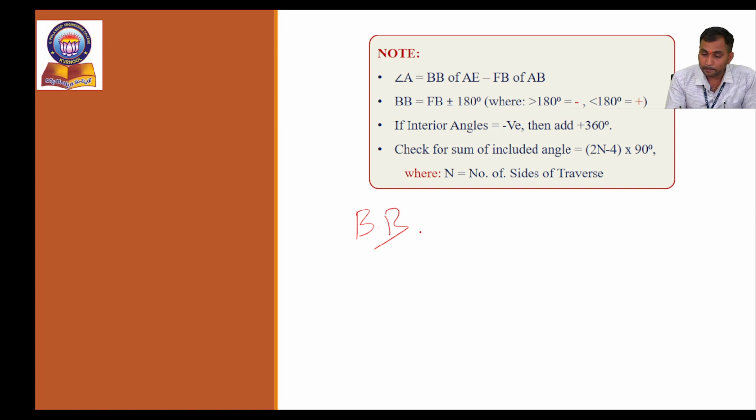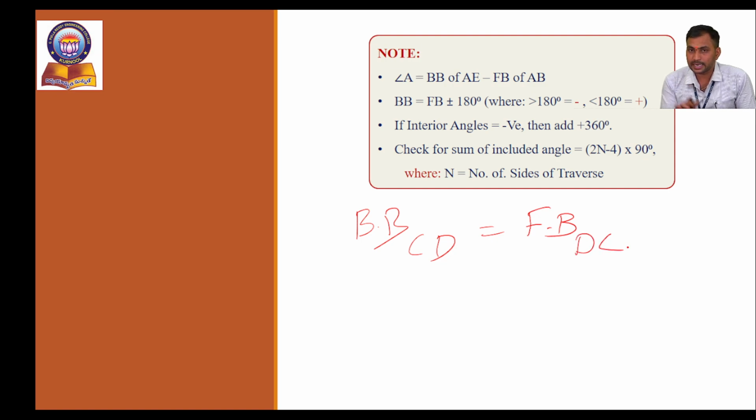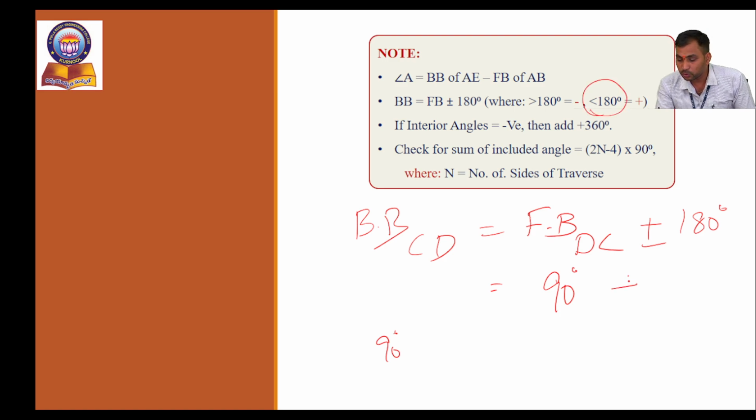Right. So now the back bearing of CD or else back bearing of DC is nothing but the forebearing of DC or else CD plus or minus 180 degrees. For example, the forebearing of CD he has given as 90 degrees. My dear students, 90 degrees. Then the given forebearing value is less than 180 degrees, so we have to do plus 180 degrees. See here, I have mentioned the plus.